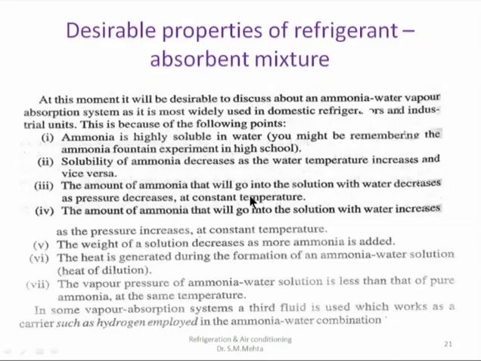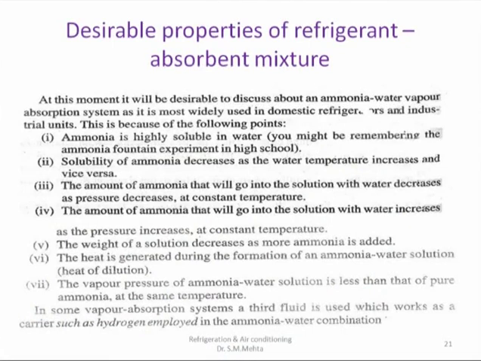Now we'll see the desirable properties of the absorbent and refrigerant. What desirable properties will we look for? Suppose, for example, the ammonia water system. What should the ammonia have? Ammonia is highly soluble in water, and the solubility of ammonia decreases as the water temperature increases. That means it can be separated if it is heated.